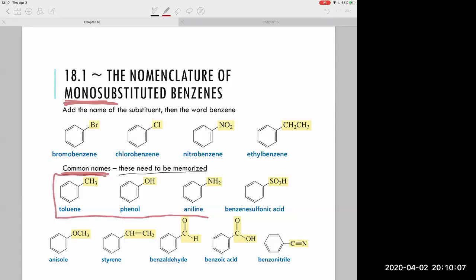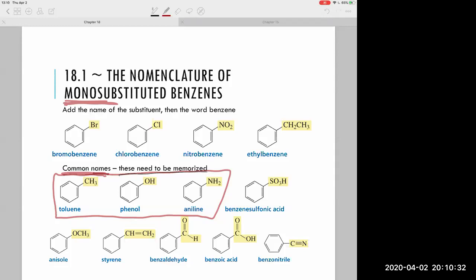Certainly these three here. Toluene: toluene is a benzene ring with a methyl group. Phenol, something we've actually already come into contact with, is a benzene ring with an alcohol group. And aniline is a benzene ring with an amine group. These are the three, I think, most important.